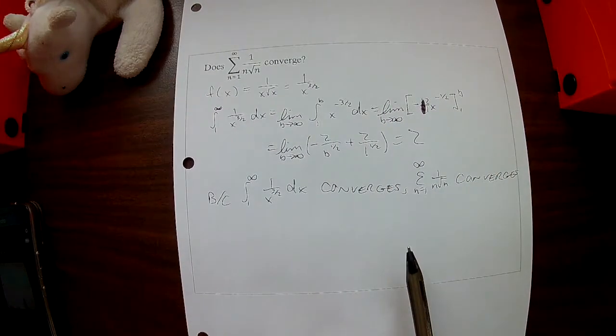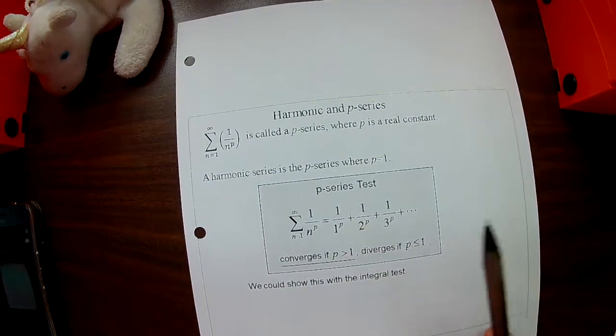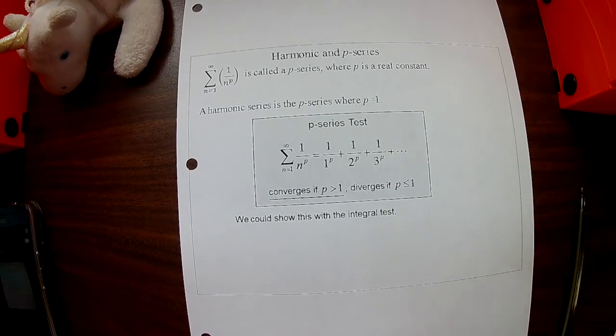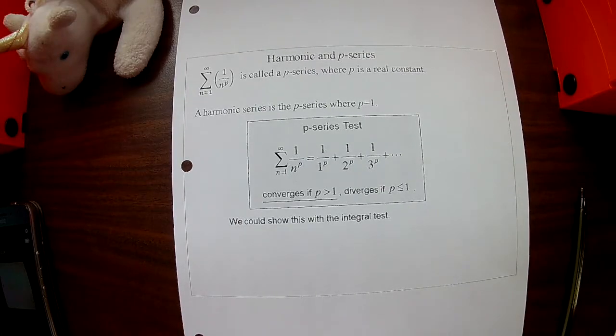If p is less than or equal to 1, the series is going to diverge, which introduces something called a p-series. The summation from n equals 1 to infinity of 1 over n to the p is called a p-series, where p is a real constant. This is something that is eligible for the AP test, so definitely do this. This is what I was talking about when I said the integral test is kind of on the AP test.